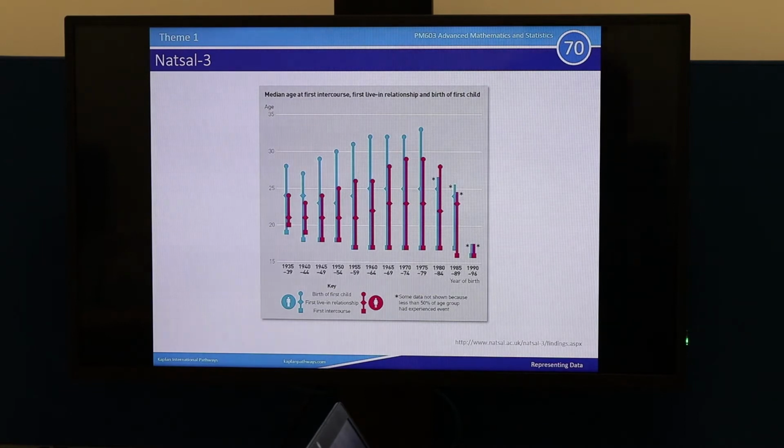Again, I'm going to give you 5 minutes, okay? And I just want to say, here is a graph. Tell me what's happening here. Tell me the story, okay? So again, discuss in your tables.